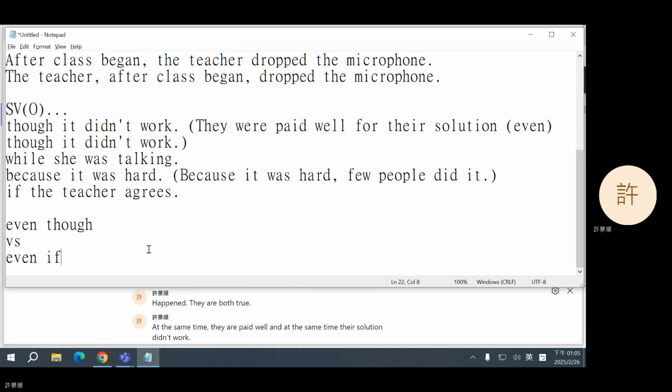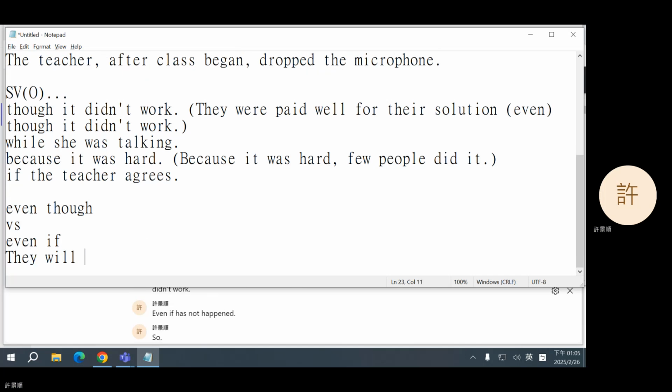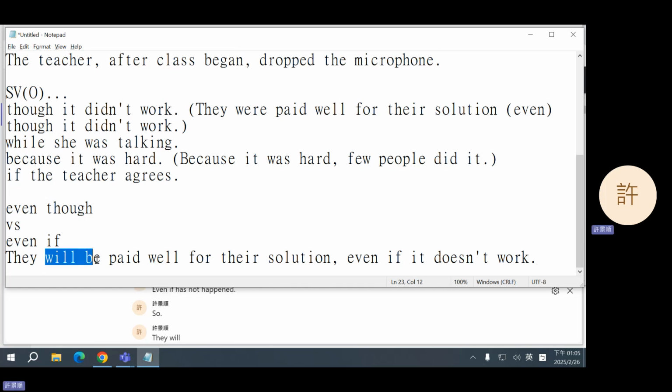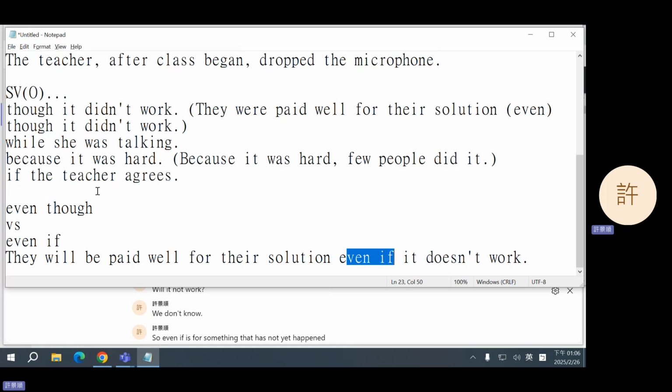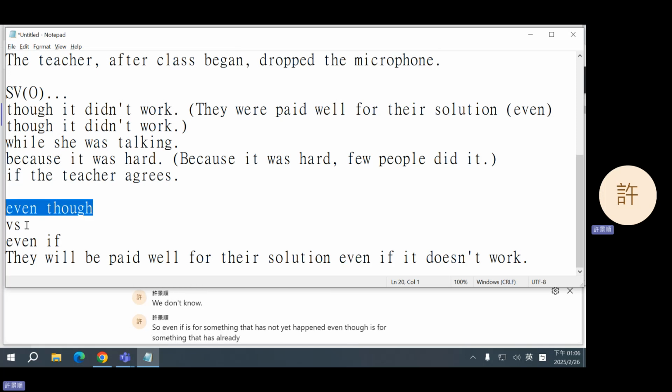Even if has not happened. So they will be, future, hasn't happened yet. Even if, we don't know yet. Will it work? Will it not work? We don't know. So even if is for something that has not yet happened, even though is for something that has already happened.